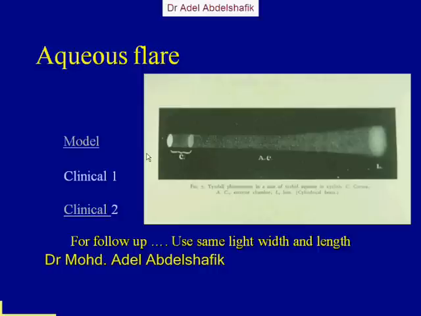You will say the flare is plus 1, 2, 3, 4, or the cells you've seen floating 1, 2, 3, 4. So you have to compare always the same length and the same widths.